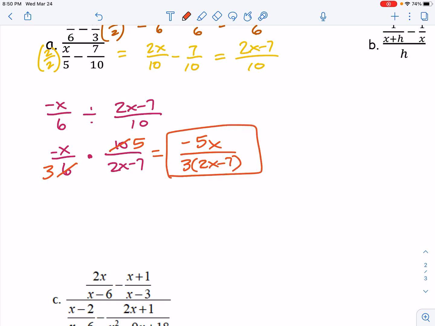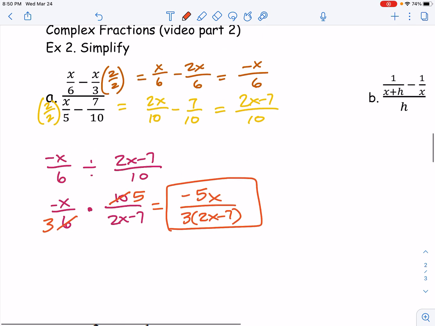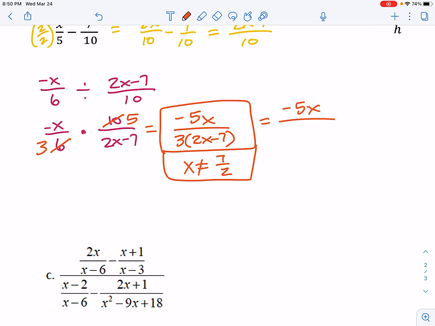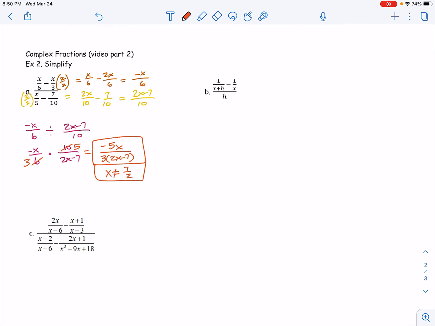I still want to list any excluded values. In the original problem, everything in the denominator was just a number, so excluded values aren't needed there. However, in my final answer, I clearly see a variable of x, so that means x cannot be 7/2. So this is my final answer. And again, if you want to rewrite this as negative 5x over 6x minus 21, you are more than welcome to do that, but you don't have to take that extra step. See, it's not so terrible, especially when you have those kind of quote unquote easier fractions to work with.